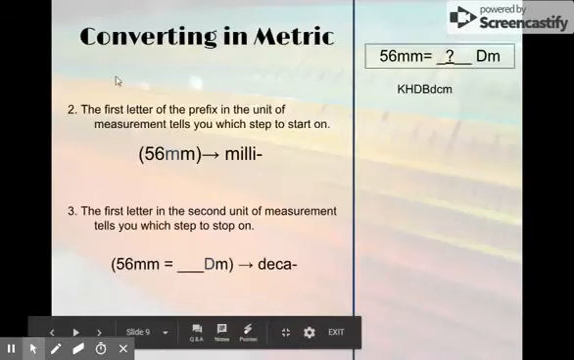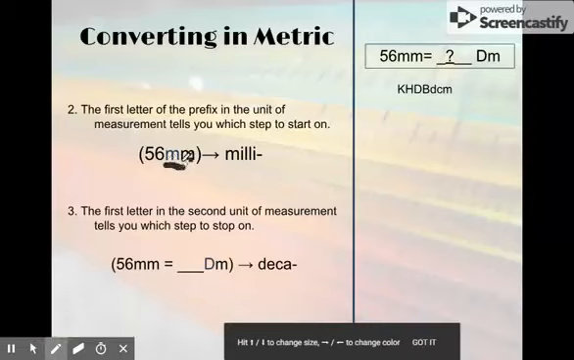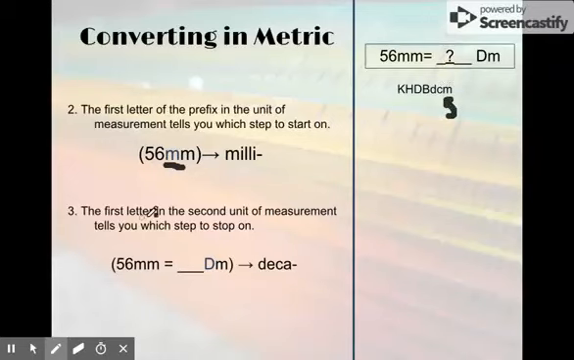Okay, step 2 is we want to find where we are starting. So we look at the first letter, M. M stands for milli. So we're starting at the M, so I'm going to put an S underneath my chart. Now we want to look at the first letter of the unit we want to go into. So capital D is our deca. So I'm going to put an E for end. So we're going from milli to deca.